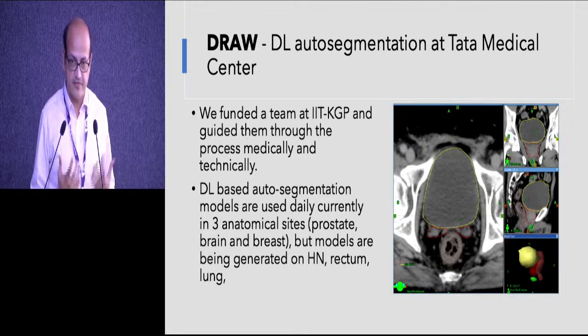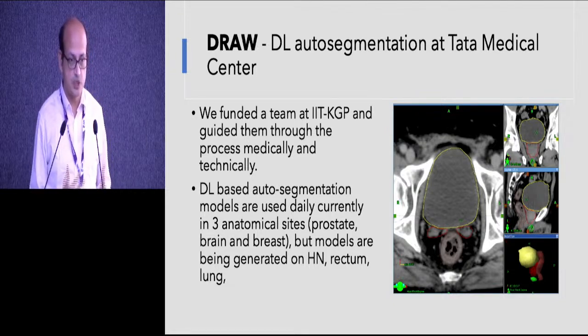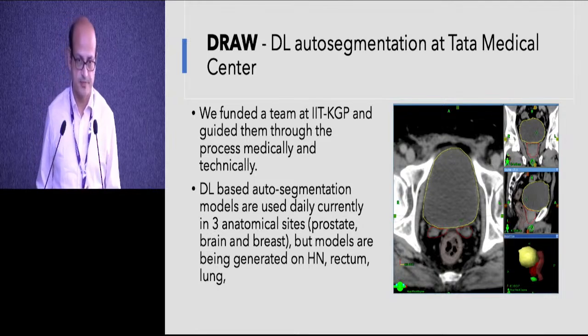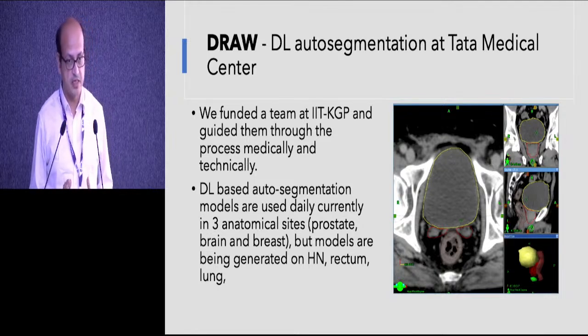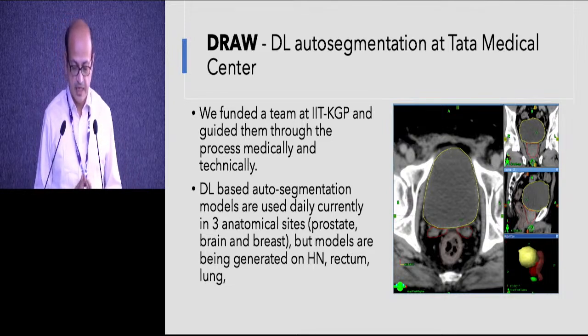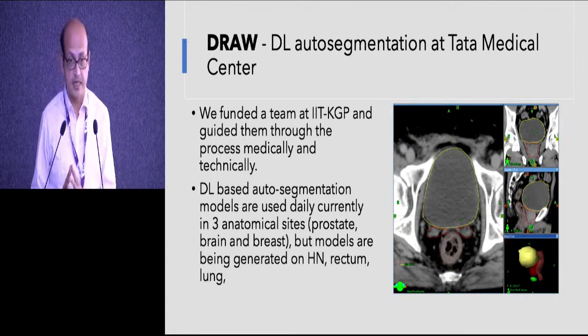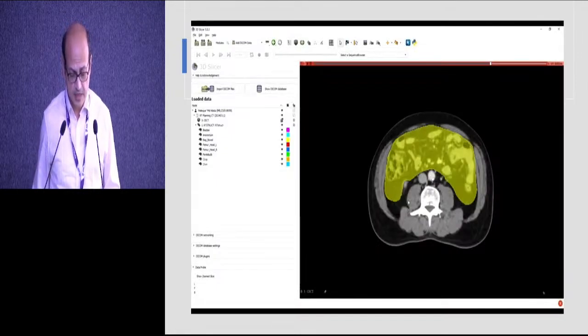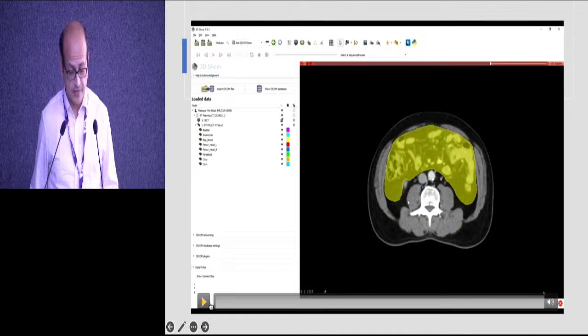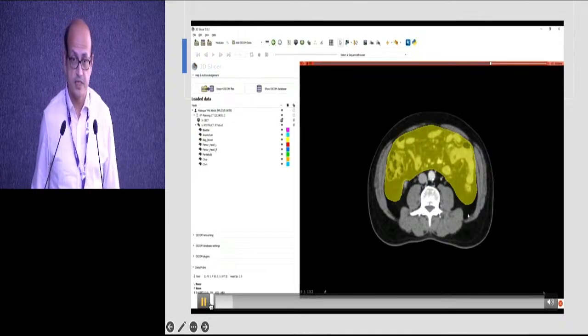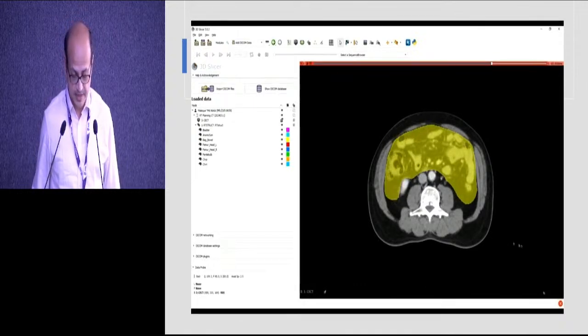We have 3 anatomical sites, prostate, brain, and breast, where this is used for every single patient. And we modify it, it's not perfect, but it was not a difficult problem for us. And models are being generated in head, neck, rectum, and lung. And we are hoping that in a year or a couple of years, we will have all our sites where we will be using our own deep learning autosegmentation model.